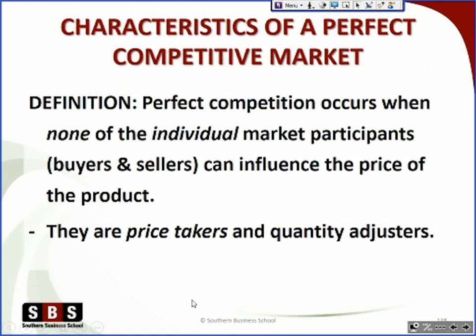There's a definition. Perfect competition occurs when none of the individual market participants can influence the price of the product. That's the difference between perfect competition and a monopoly, for instance. Monopoly, there's only one seller and they determine the price, like ECO10A.